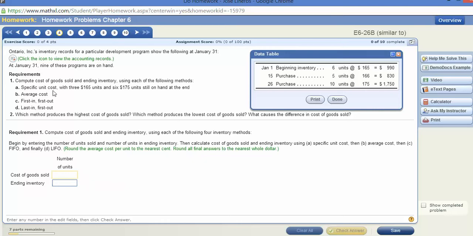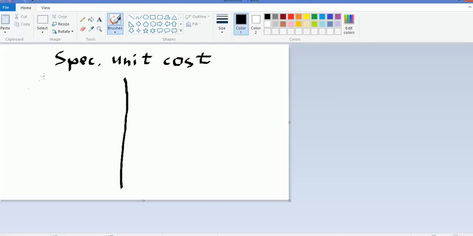This type of problem, I like to do it in reverse when we're talking about specific unit cost. Sometimes it's called specific identification because it kind of tells you what it's keeping, right? So it's keeping 3 at 165. That's on hand at the end, ending inventory. Can't be any easier than that. 3 at 165 and 6 at 175. So let's do the easy part first. 3 at 165. This is ending inventory.